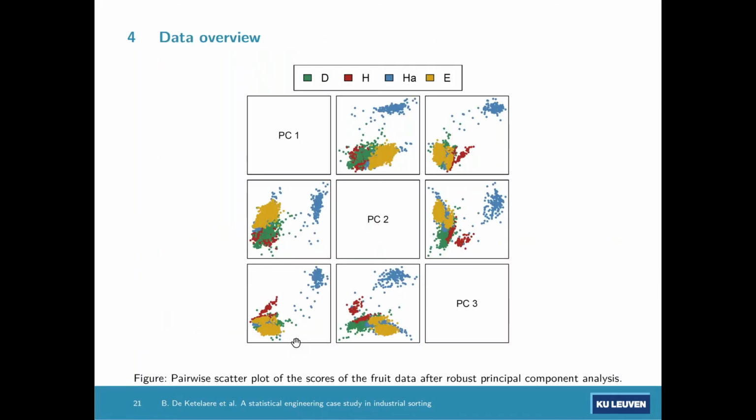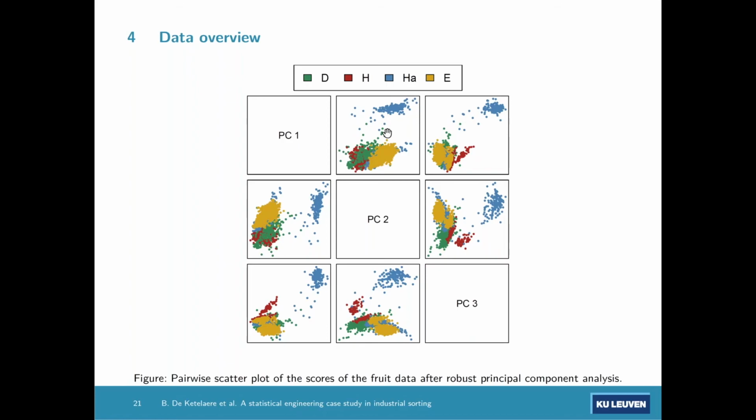I will now show a small part of the data. What you see here, in fact, are the 4 different classes of the cantaloupes. Since the data is more than 3-dimensional, I present them in the first 3 principal component dimensions. What you already see is that for some of the classes, such as the yellow class, the E class here, it behaves quite okay, but it's maybe not so clearly visible. But for the blue class here, it's much less clear.